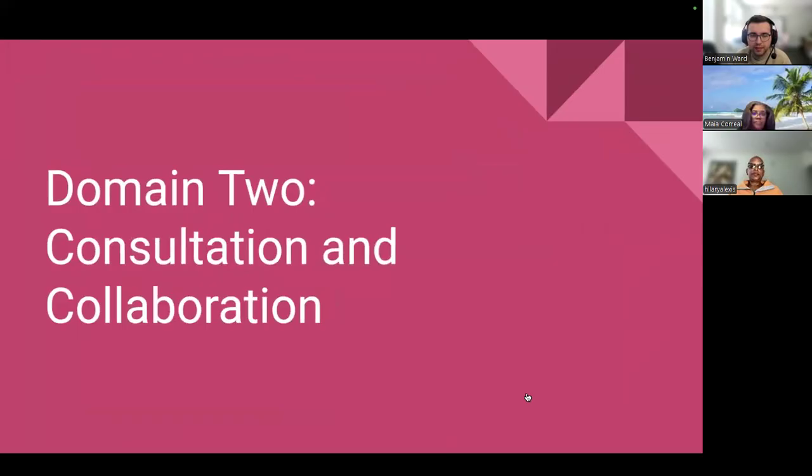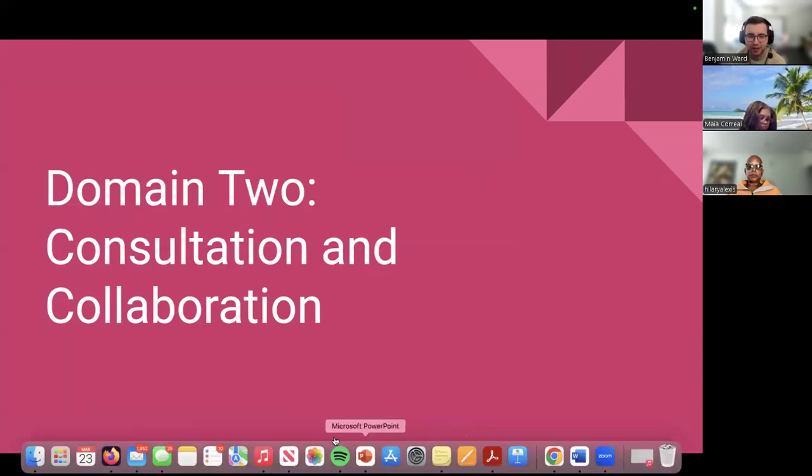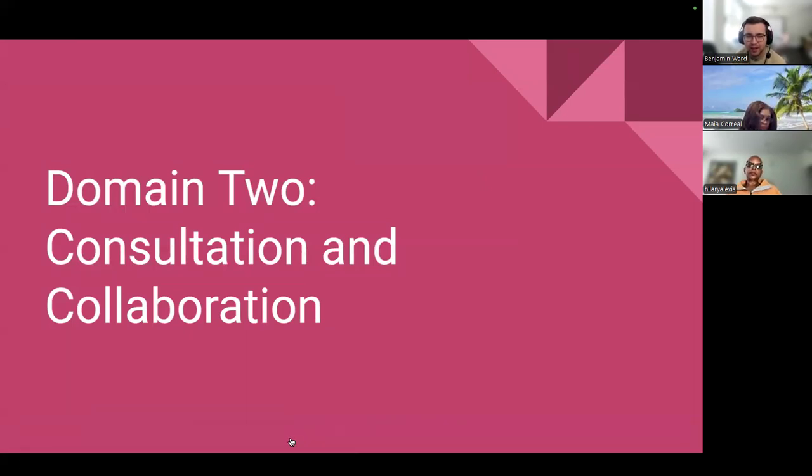So this is domain 2, which is consultation and collaboration. This is basically first being able to work with others at the school, whether they're parents, educators, administrators, or some other professional. And second, being able to transmit our expertise to others through the consultative process.